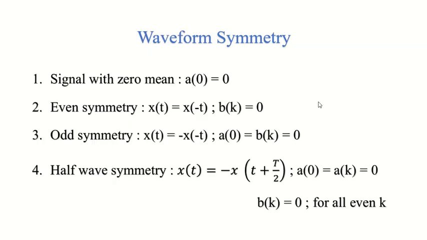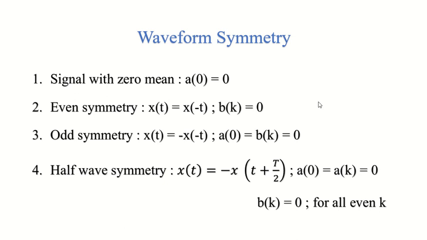Now I'm going to talk about the waveform symmetry. Basically, what does this waveform symmetry indicate? That we have four types of symmetries in the waveform. You are already aware of even symmetry and odd symmetry. Now I'm going to talk about signal with zero mean. You're already aware of it as well, you just don't know it from my perspective.